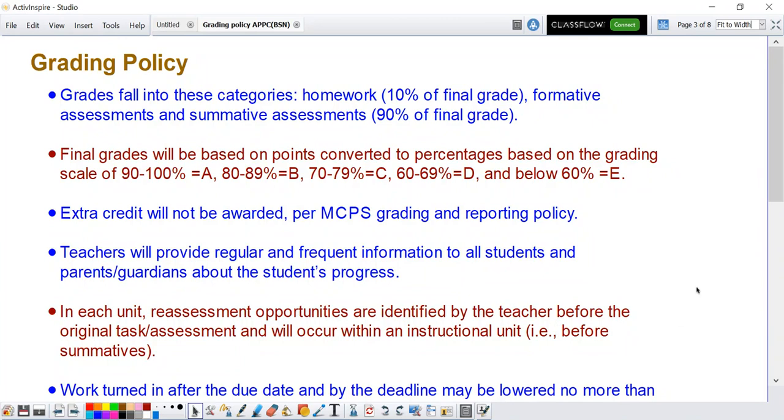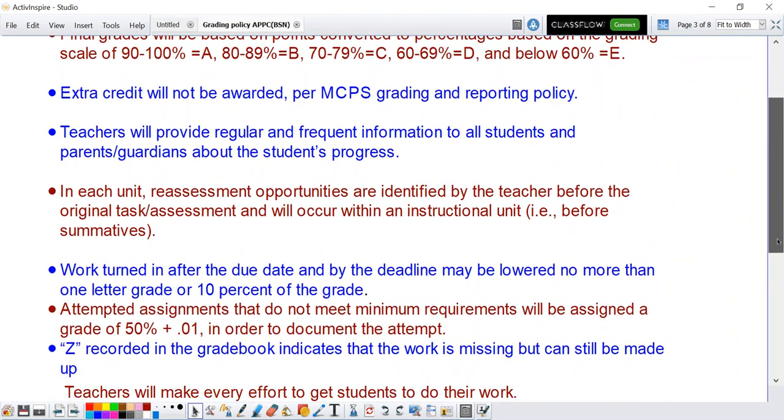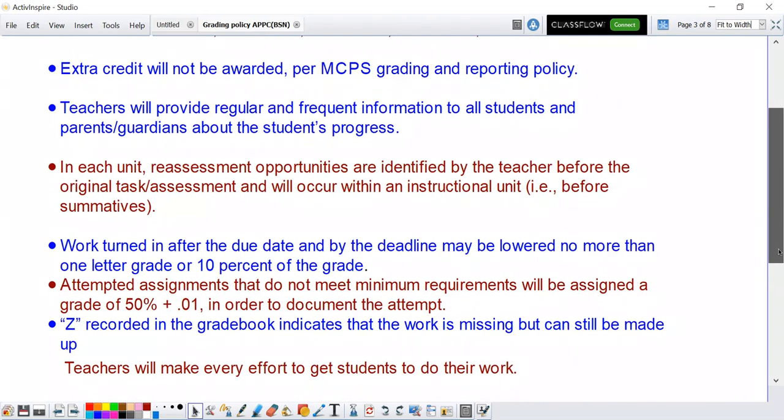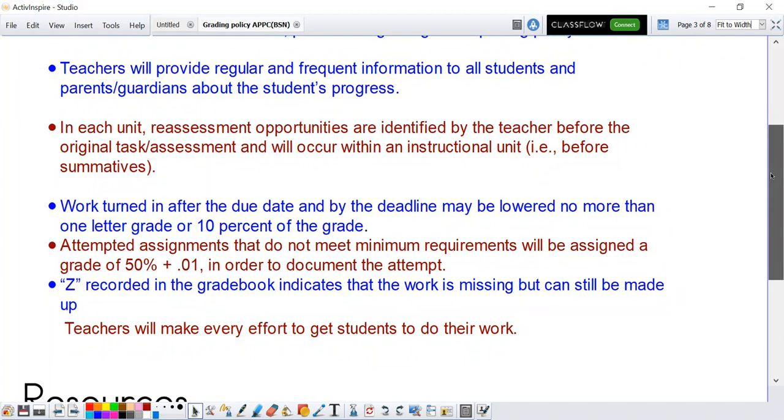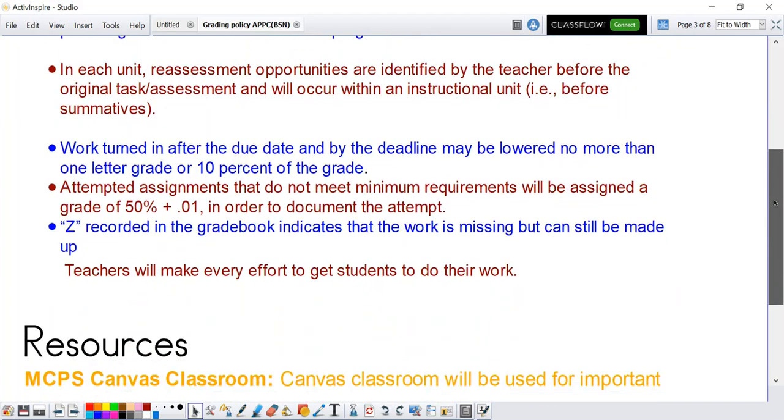So the grading policy is the same as honors algebra 2, and it's the same across all the math courses in MCPS. 10% of the final grade is homework, and 90% is summative. The grades are the same, 90 A, B, C, D. Extra credit is not given. I'm not going to read through all of this. This is the same as Algebra 2. Teachers will make every effort to get students to do their work. Normally in AP Precalculus class or any math class, students are always doing their homework.